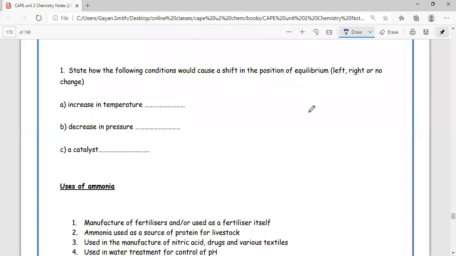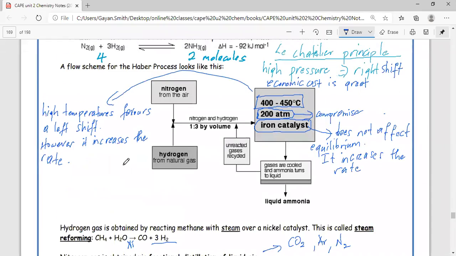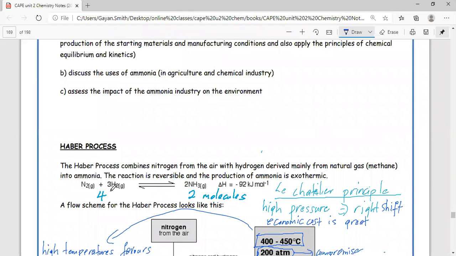Okay, so as we have just seen, we should be able to answer this checkpoint A that asks us to state the following conditions that would cause a shift in the position of the equilibrium left to right or no change at all. As we saw before, if we increase the temperature, according to the Le Chatelier principle, the system would try to decrease the temperature by going in the backward direction. So this would cause a left shift. If we decrease the pressure, the system would want to increase it. Now, if we go back up to the equation, there are 4 particles over here, there are 2 here.